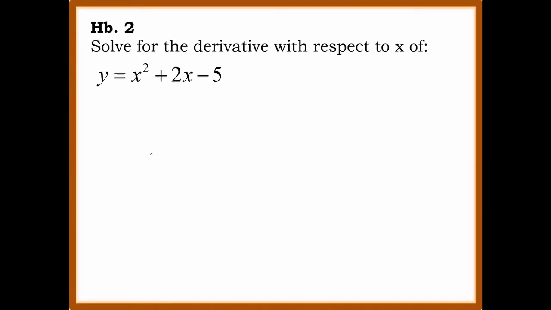We have to solve for the derivative with respect to x of y is equal to x squared plus 2x minus 5. Kung nakita niyo yung una nating example, unang halimbawa natin, isang term lang yung pinag-uusapan natin. Pero ngayon, we are talking about 3 terms. Meron tayong x squared, meron tayong 2x, meron tayong 5.